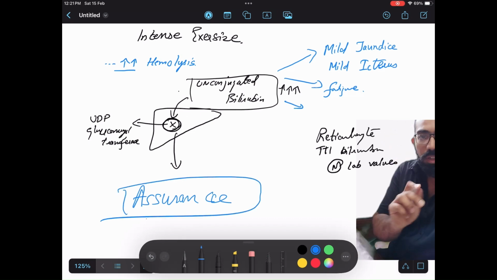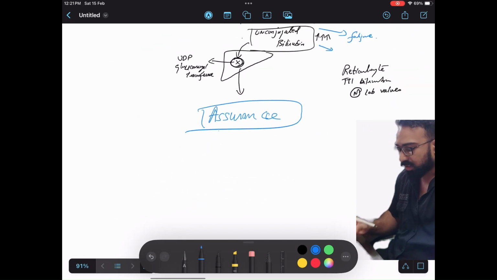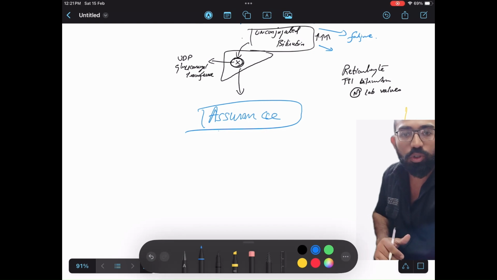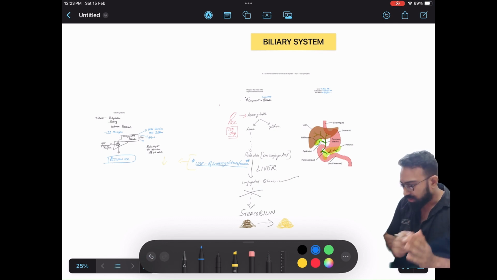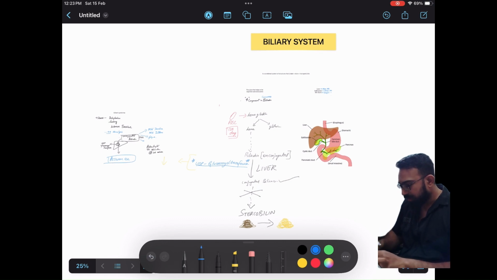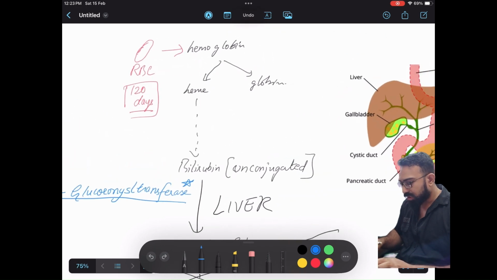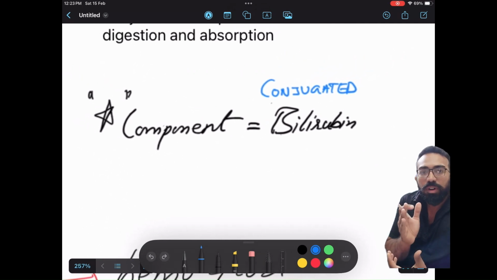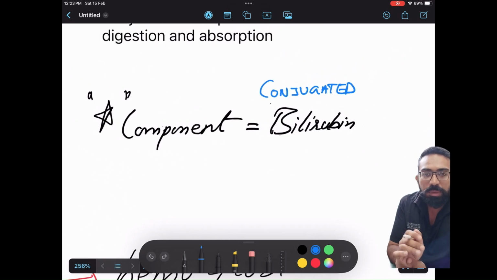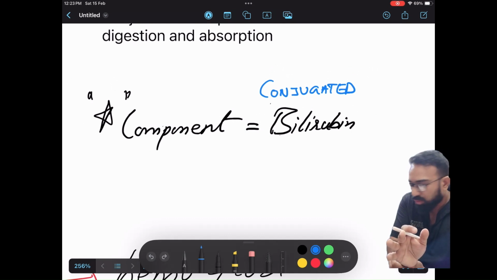Okay, this is the only treatment that you will give to the patient in Gilbert syndrome. Continuing back to our bile composition, what we have discussed so far is that one of the components of bile is conjugated bilirubin. We have discussed the bilirubin metabolism and one pathological state related with it, that is Gilbert syndrome.